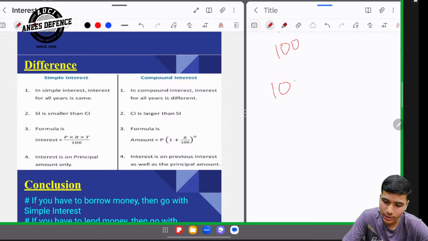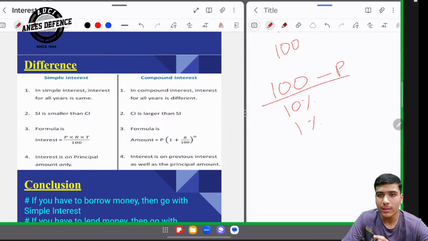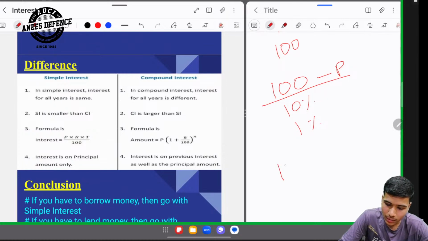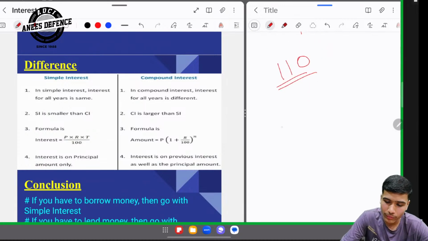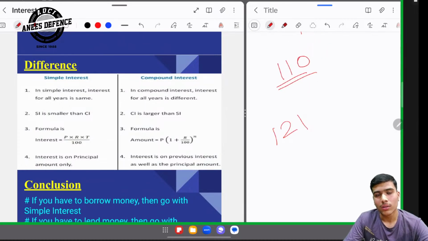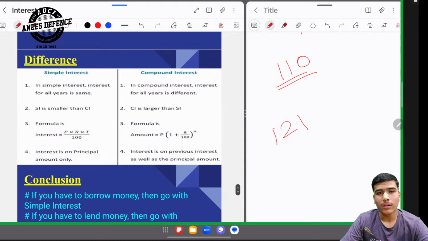If a man is taking 100 rupees as principal, paying 10% rate of interest, and for 1 year, in the first year the simple interest and compound interest will be the same, but after the second year the man has to pay interest on 110 rupees. In the second year the man has to pay 121, and it goes on. So comparatively, if we are taking money on compound interest, it will be more costly as compared to simple interest.